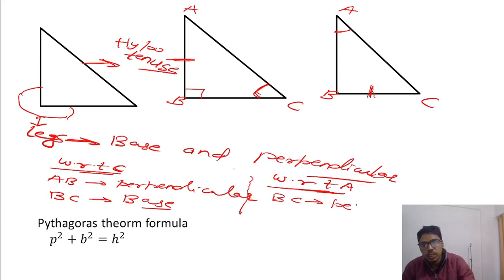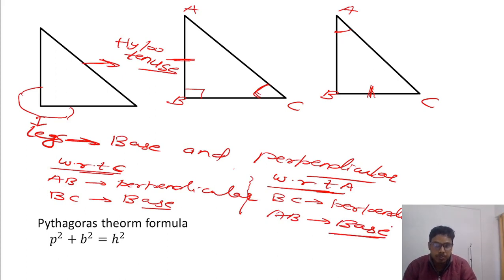So BC is the perpendicular, and AB became the base. The relation between base, hypotenuse and perpendicular is given by Pythagoras. The Pythagoras formula is given as h square equals b square plus p square.